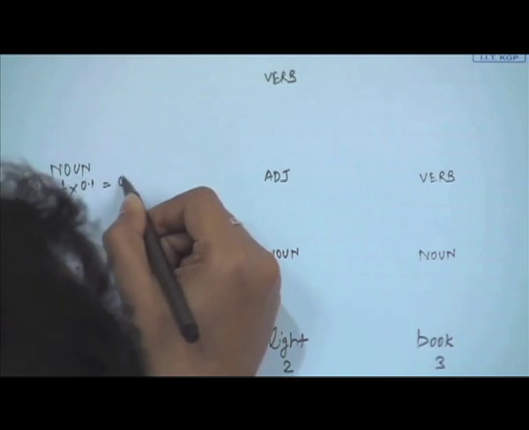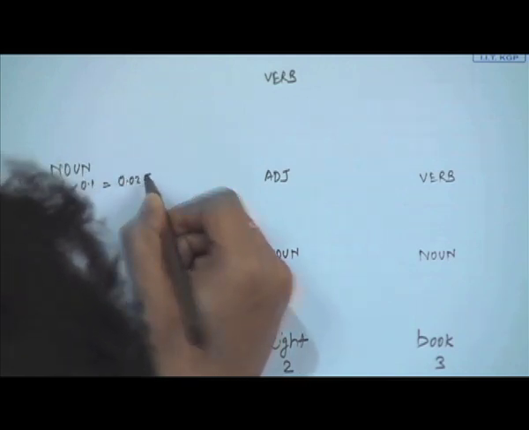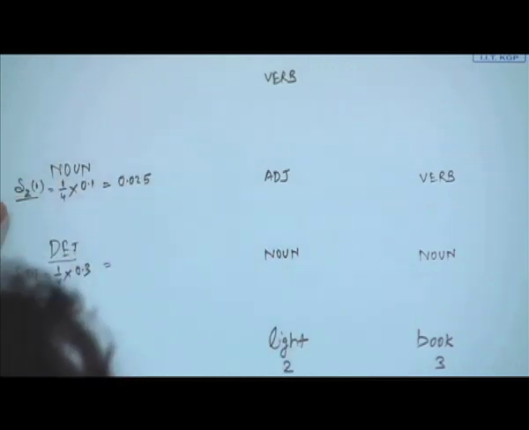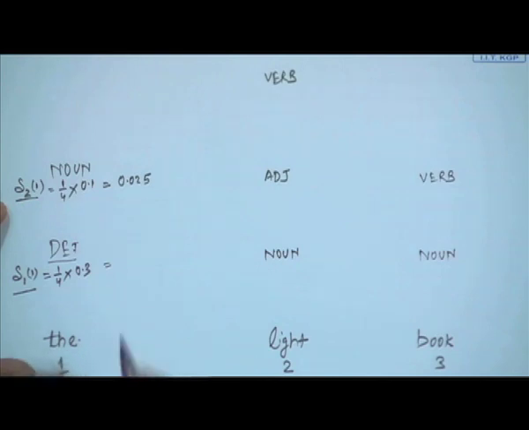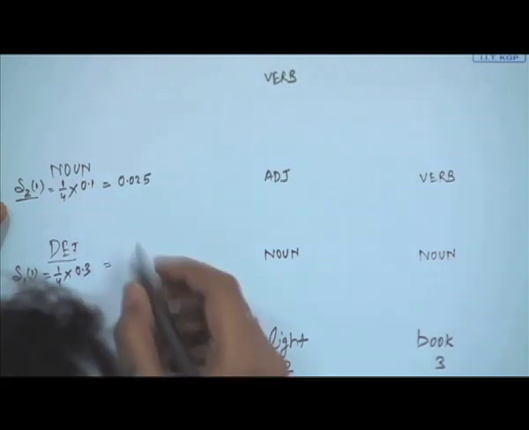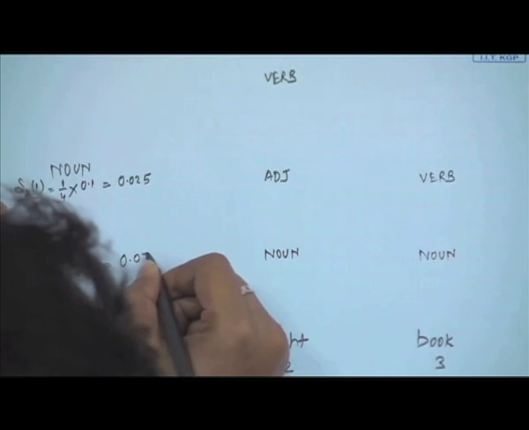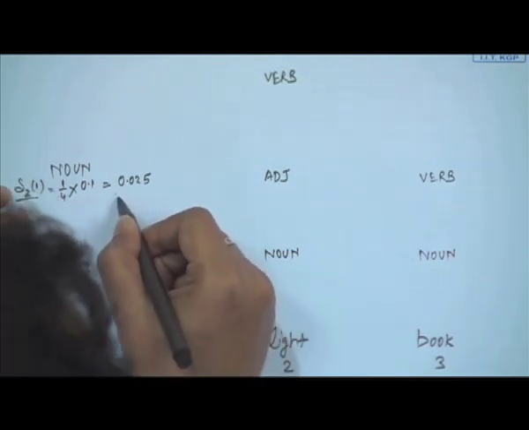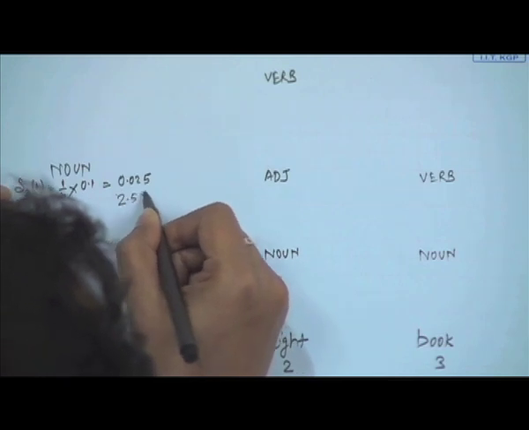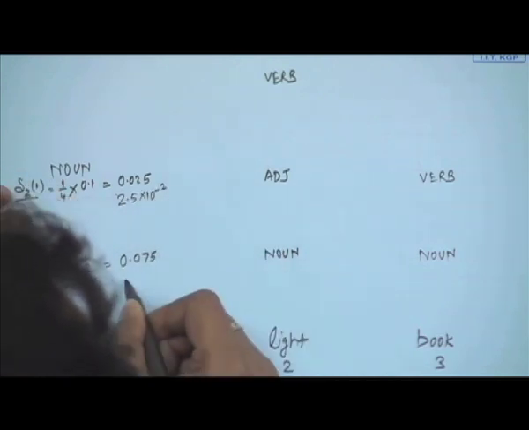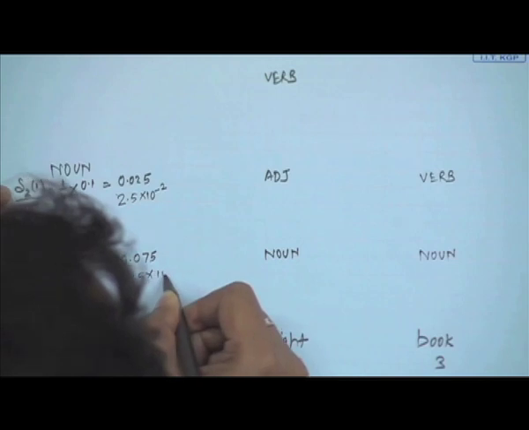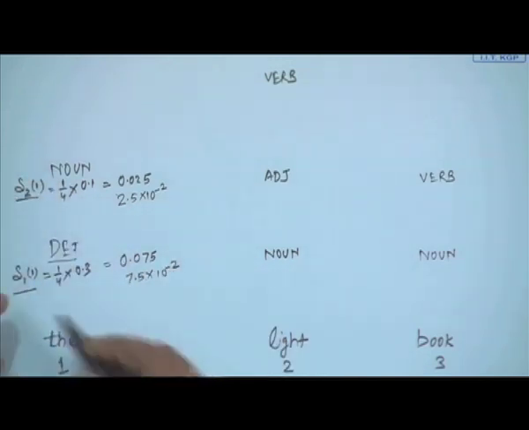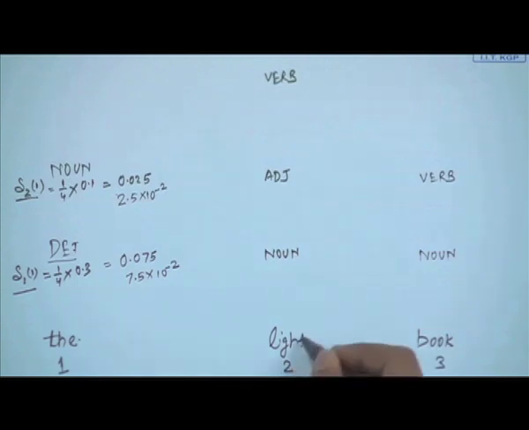So you can also further write them 0.025 and this will be 0.075. So better write them as 2.5 into 10 to the power minus 2, 7.5 into 10 to the power minus 2. Okay, so you have delta 1 1, delta 2 1. Now you go to the next step.